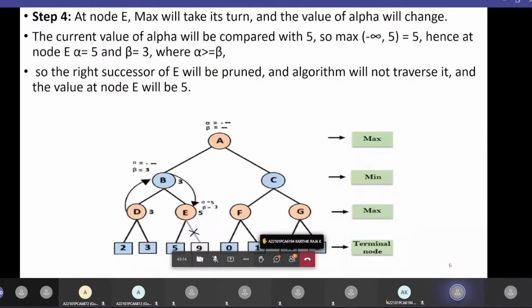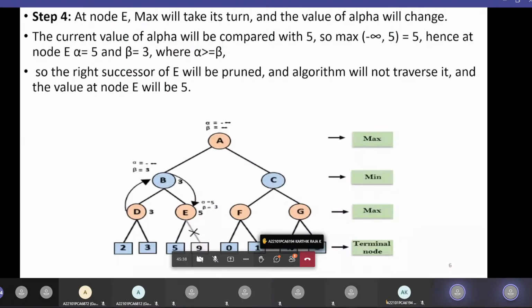At node E, take the maximum return, and the value of alpha will change. The current alpha will be compared with 5. At node E, alpha will be 5 and beta will be 3. So alpha here is more than beta. So they are checking with the E value.